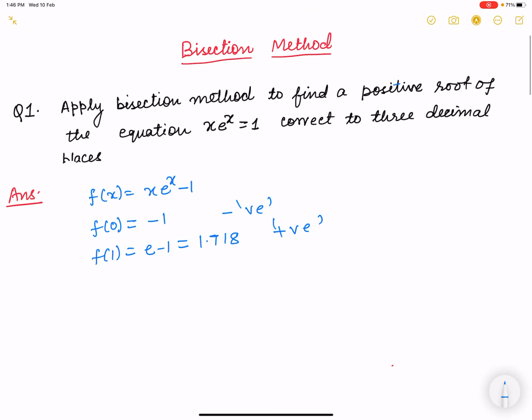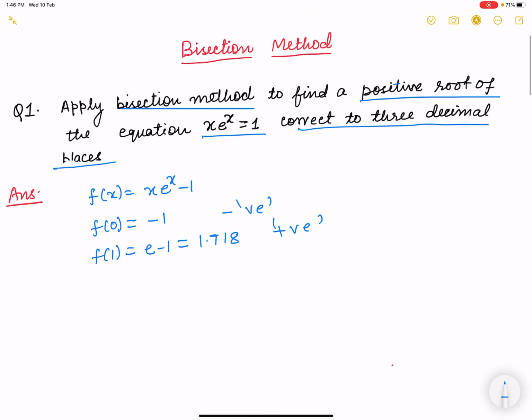We have to solve question number 1 using the bisection method, and we'll find a positive root of the equation x e to the power x is equal to 1. The answer should be correct to 3 decimal places. So we may write the function as x e to the power x minus 1. Now we'll search for 2 points at which the function takes opposite signs. The first obvious choice will be 0. The value of the function at 0 is negative, that is minus 1, and the value of the function at 1 comes out to be positive, 1.718.